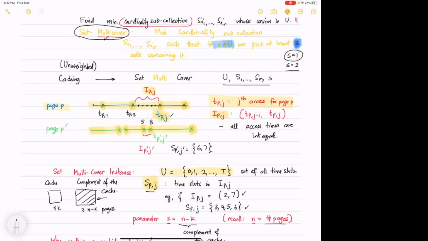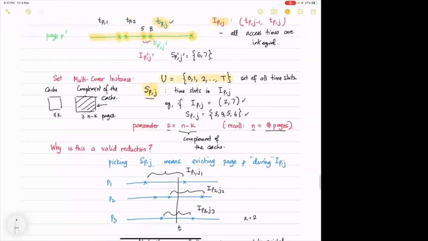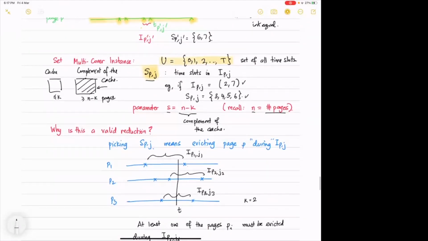Let's check that this reduction makes sense. Take this picture where you think of some time t, and suppose the cache can hold 2 pages. So the cache is of size 2, which means that at any point of time there must be at least one page which is not in the cache. If this is the complement of the cache, then at least one element must be there which is not in the cache. There could be more than one page outside the cache, but at least one page has to be outside.